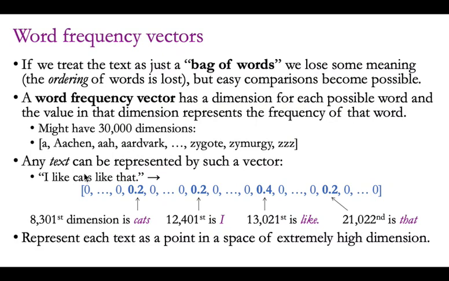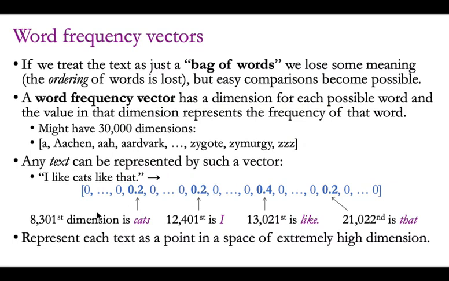So if you have a text that says, I like cats like that, that's 5 words, right? We can represent that as a vector with 30,000 dimensions by storing a number corresponding to the frequency of that word in the text. There are only going to be 4 dimensions that have a non-zero value, because there are only 4 different words: I, like, cats, and that. Most of them appear once, and like appears twice. So we have a value of 0.2, or 20%, for cats, I, and that, and a larger value, 0.4 or 40%, for like, because the word like appears twice.